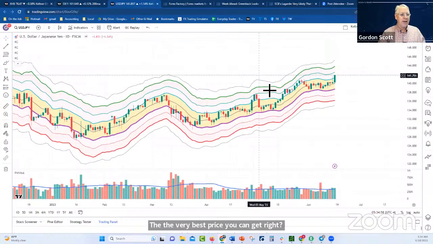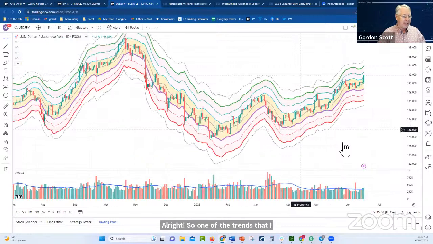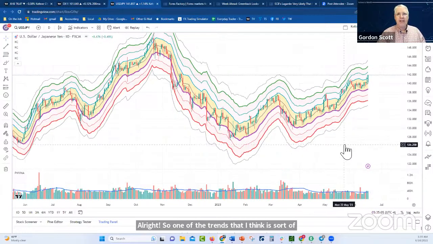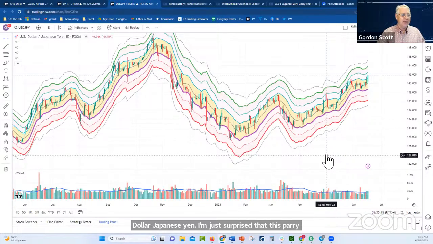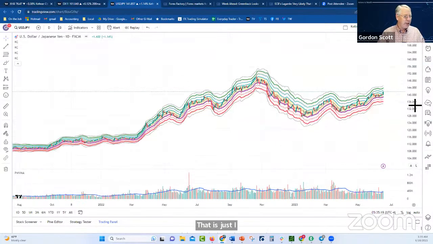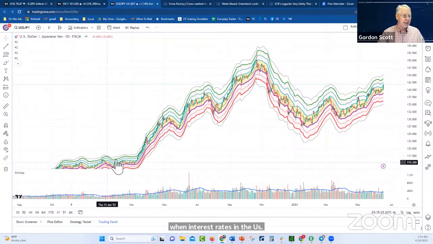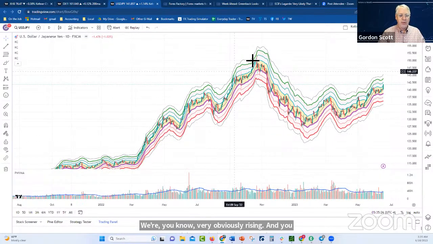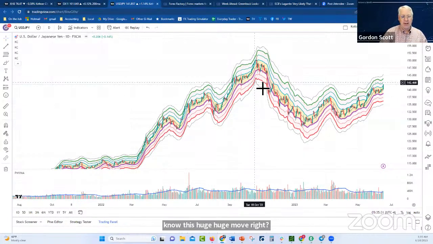All right, so one of the trends that I think is sort of underplayed over the year 2023 is the US dollar Japanese yen. I'm just surprised that this carry trade isn't rocking and rolling. It started to back during this time when interest rates in the US were very obviously rising. And you see this huge move, right? I'm surprised that isn't continuing.